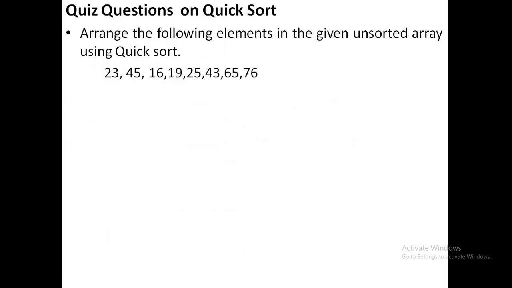Quiz questions on quicksort. Arrange the following elements in the given unsorted array using quicksort: 23, 45, 16, 19, 25, 43, 65 and 76.